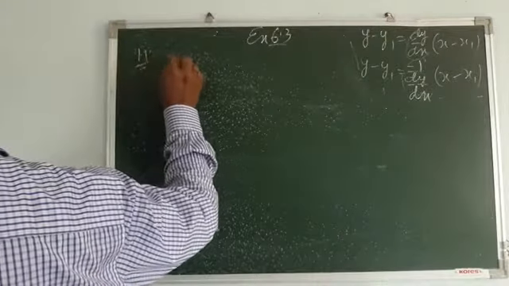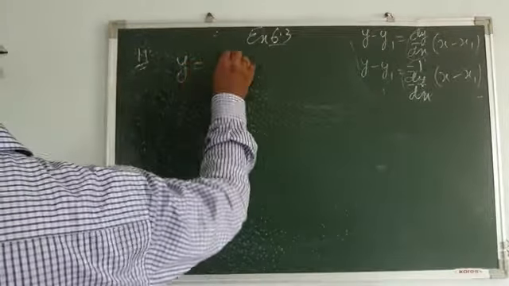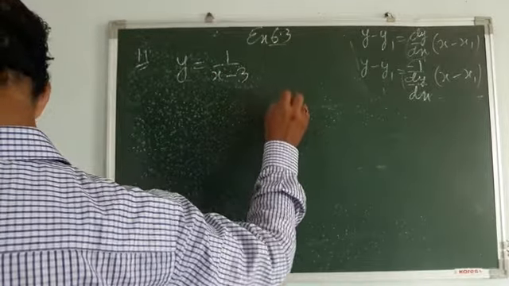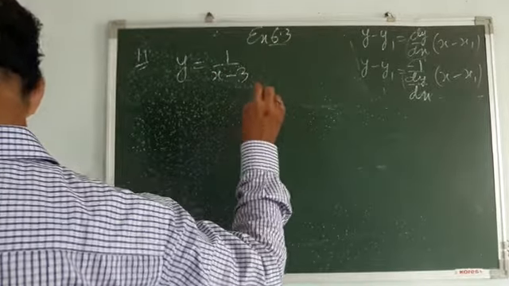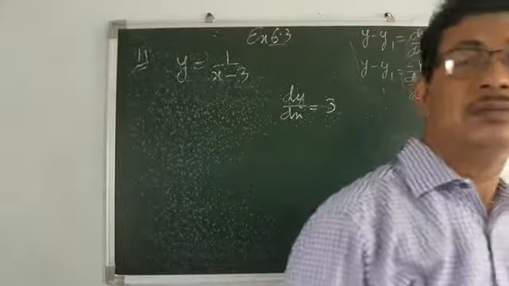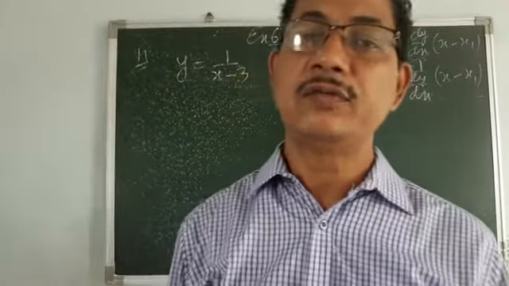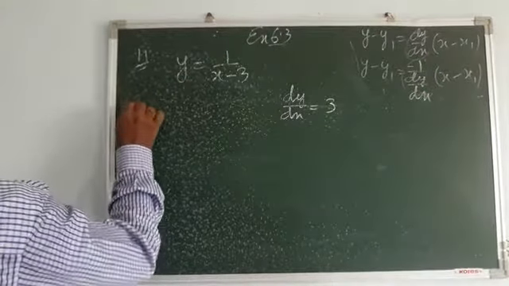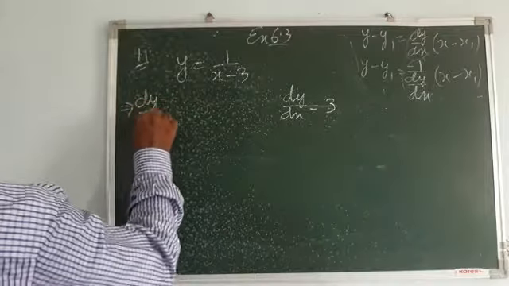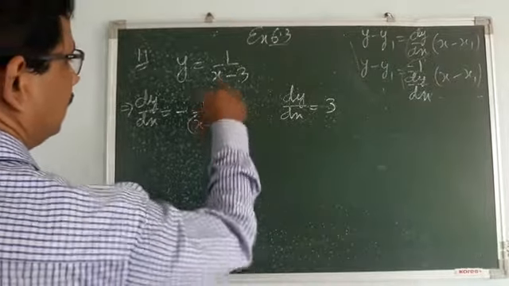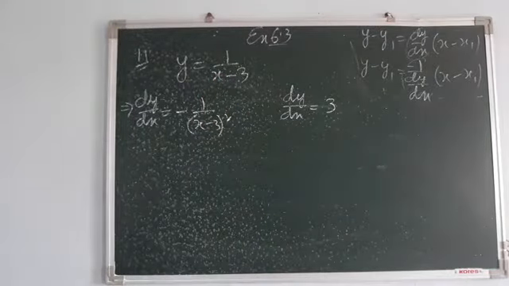It is also similar to that. The curve is given, y is equal to 1 by x minus 3. And the slope is given, dy/dx, they have given it is 3. Similar like that, the condition is that you have to find the equation of tangents whose slope is 3. If we differentiate this one, dy/dx is minus 1 by (x minus 3) whole square, and then differentiation of x minus 3 is 1.